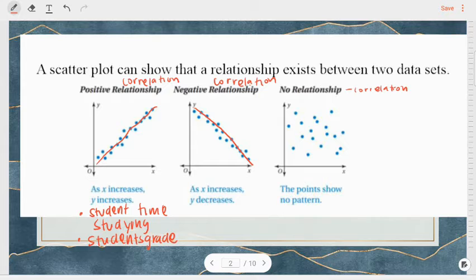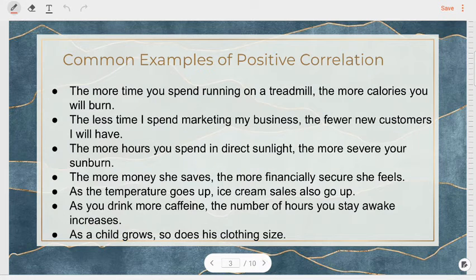Well, I know this has a positive correlation for the following reason: as students' time studying goes up, as one goes up, the other also has the same trend going up. This is true for a lot of different examples. So for example, common examples of positive correlation: as I increase the time spent running on my treadmill, I increase the amount of calories I burn.